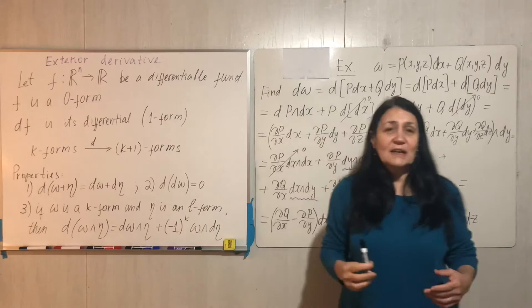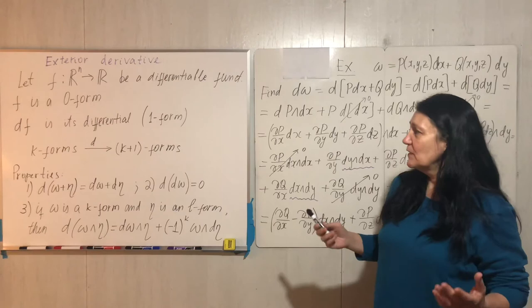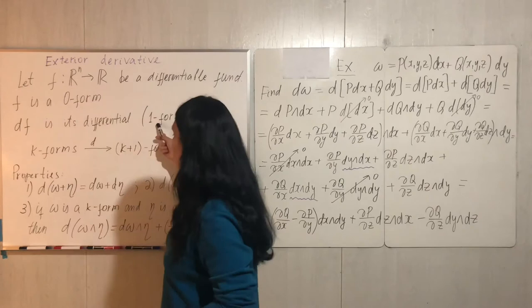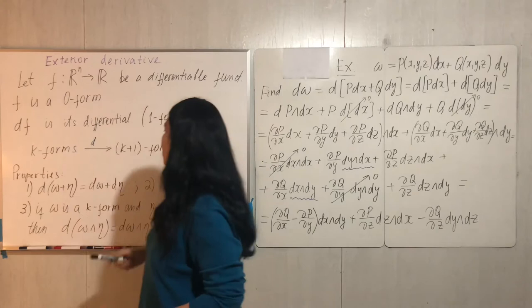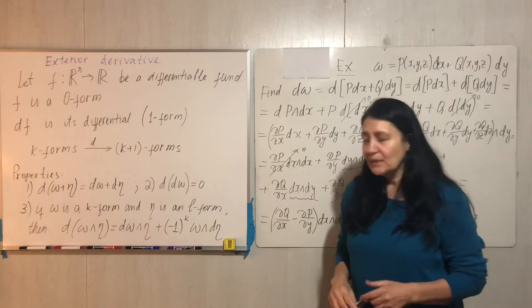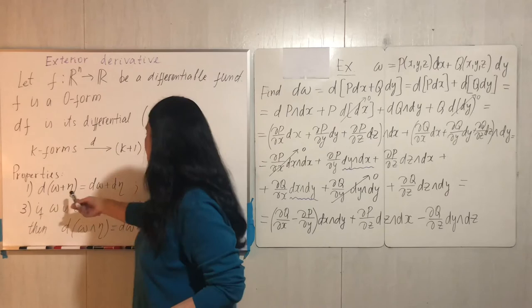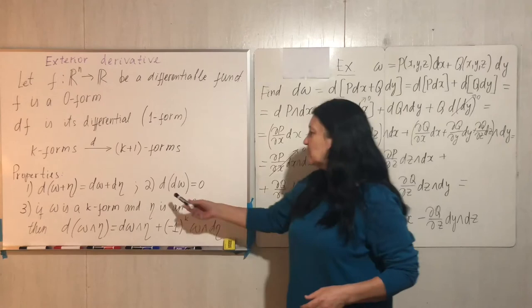And now let's think about this operator d a little bit more abstractly. So d is an operator; basically we had a zero form, we got a one form. So now let's think of d that takes a k form and produces a k plus one form. And it has the following properties. This exterior derivative of a sum equals the sum of exterior derivatives. If we apply our operator twice, then we will get zero.